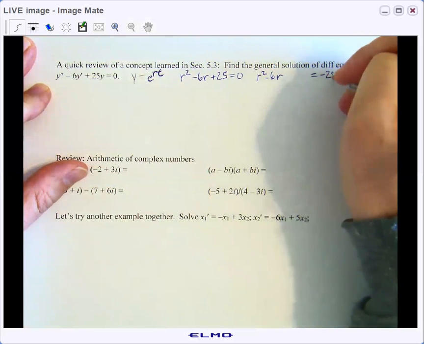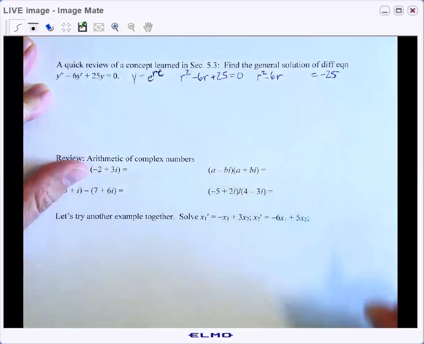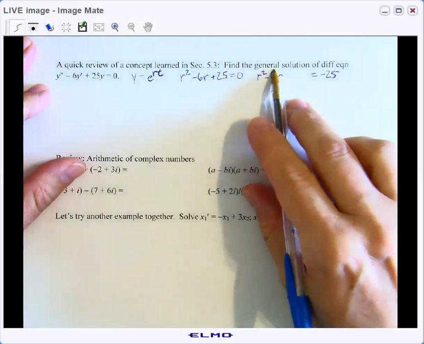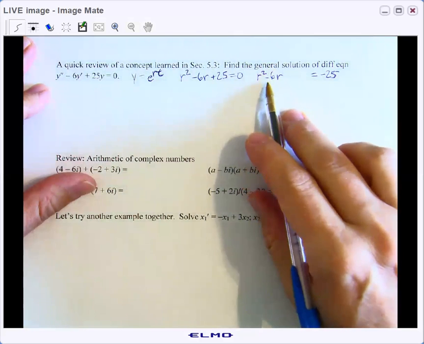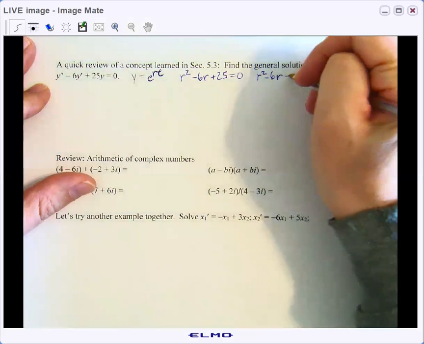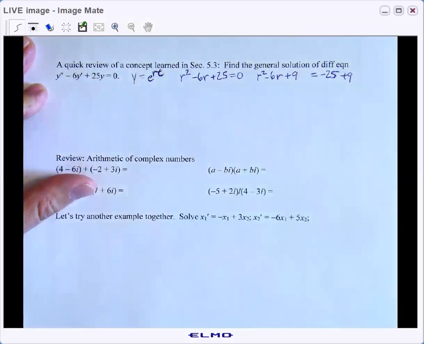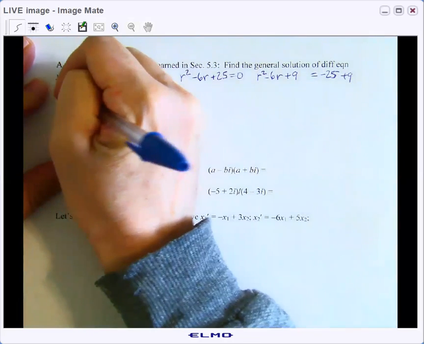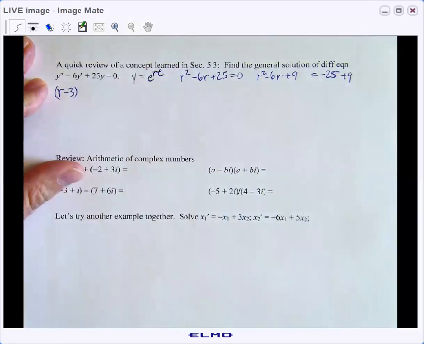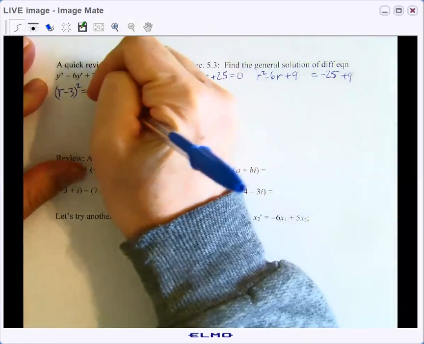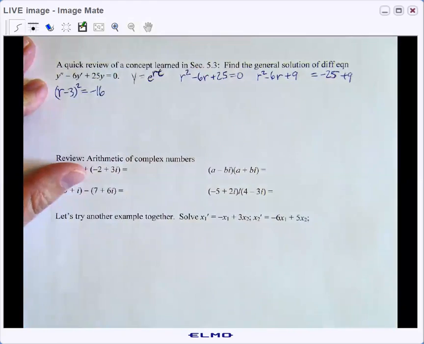I'm going to subtract 25 from both sides, so we have minus 25 over here. And I'll complete the square by taking half of the linear term and then squaring it, which is adding 9. And if I add 9 over here, then we find out that we have a perfect square. r minus 3 quantity squared equals -16.